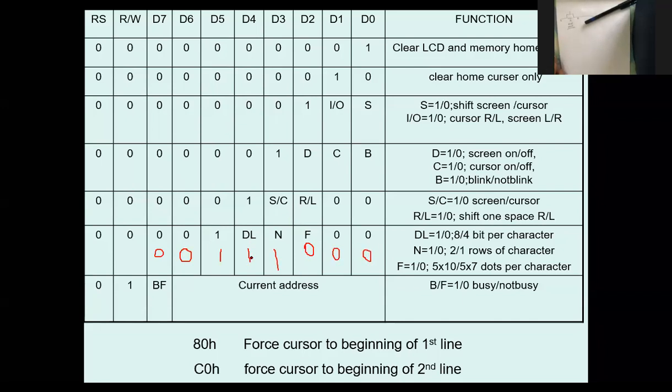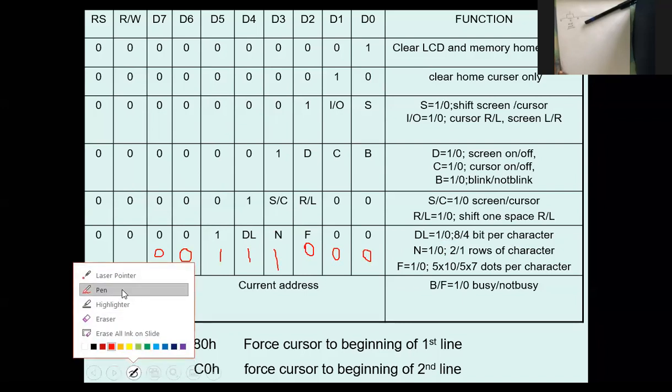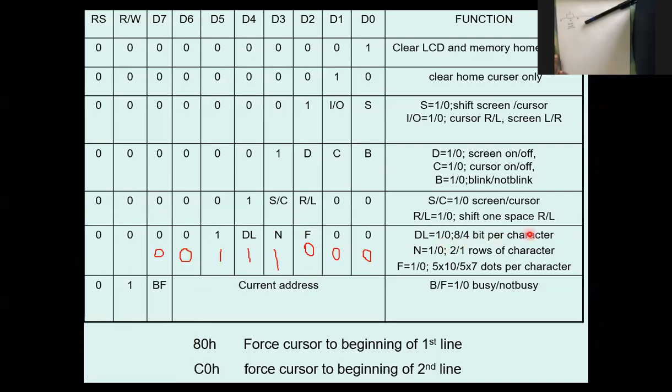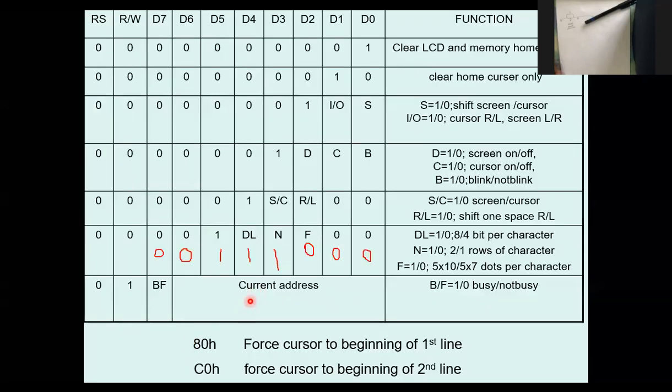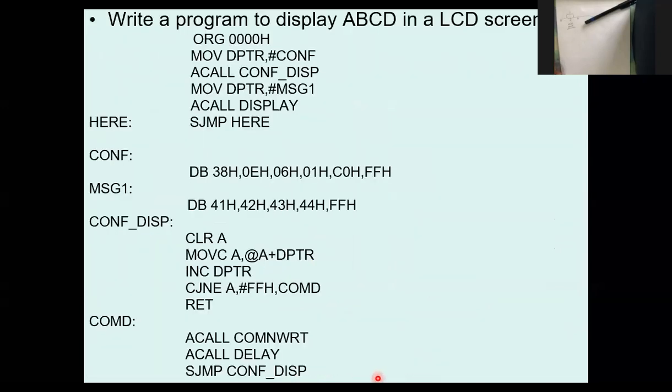Just see, DL equal to one means 8 bits per character. N equal to one means two rows of characters, I am opening two rows. Next, F equal to zero means 5x7 dots per character. So whatever I require, I am just selecting. You can give a different value. This kind of value is available in the data sheet also, so if you want, you can get it.